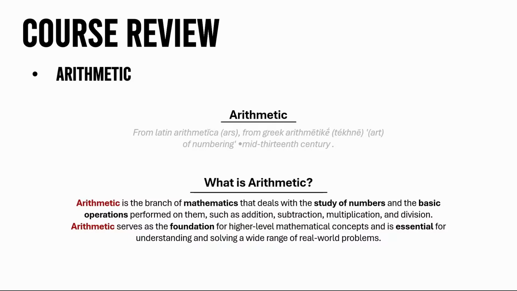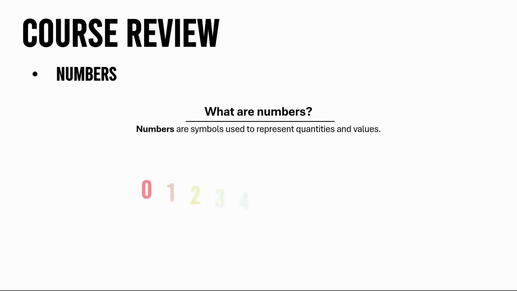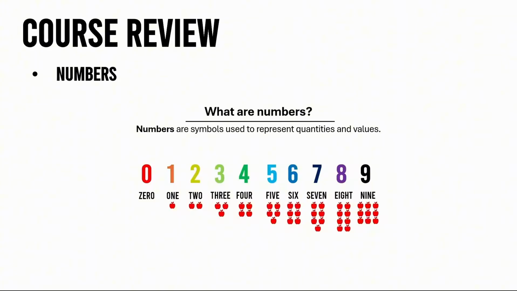Arithmetic. We began the course by explaining the etymology of the word arithmetic and giving a clear definition. Numbers. Next, we moved on to introduce numbers. These are the 10 digits we use to build every number.